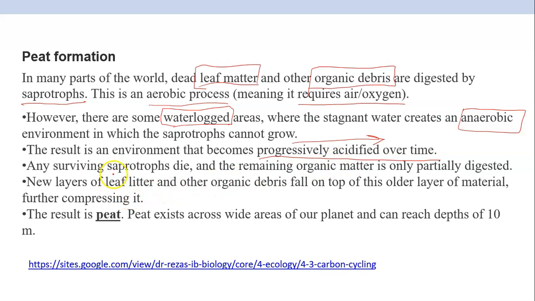Any surviving saprotrophs die, and then the remaining organic matter is only partially digested. Then new layers of leaf litter and other organic debris fall on top of this older layer of material, and with further compression, it becomes peat. Peat exists across wide areas of our planet and can reach a depth of 10 meters.